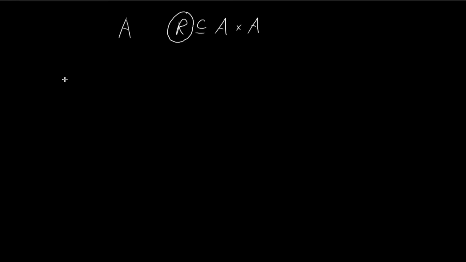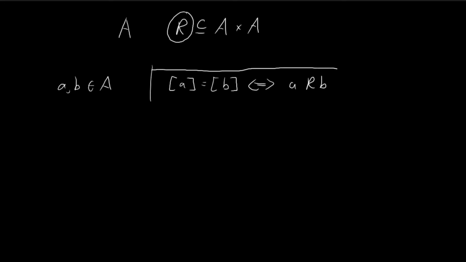Now what I want to prove in this video is that for the objects a, b, which are elements of the set A, the equivalence class of a is equal to the equivalence class of b if and only if a is related to b by the relation R. So this is the statement that I want to prove in this video.